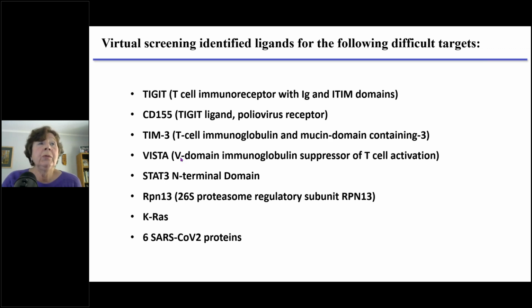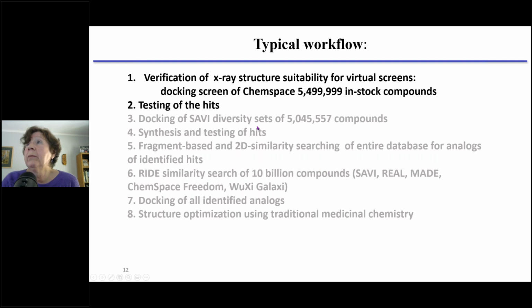So how do we do that? Here is the typical workflow. We usually start from verification of X-ray structure suitability. For that, we run a test docking screen of Chemspace's in-stock compounds because they're reliable, available, and of sufficient size. They have been working really well for us. Then we test the hits.